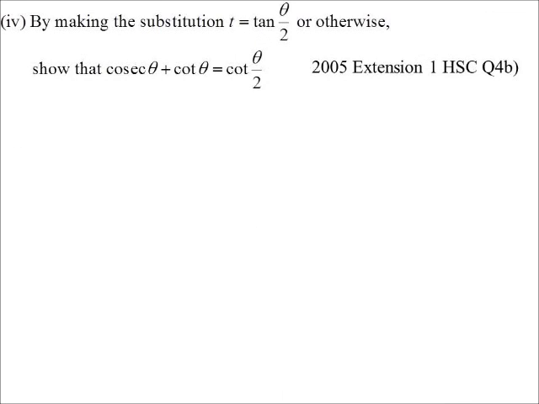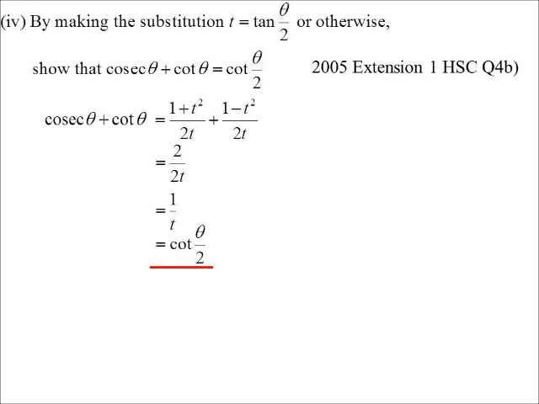So an HSC one. Again, they told us we're going to use t results, although it does give us the option, if we wish to, to do it another way. But usually they're going to tell us the easiest way of doing it. So cosec plus cot is cot theta on 2. Okay, well, cosec plus cot. Cosec, reciprocal of sine. Cot, reciprocal of tan. So it's the upside down of the t results. The denominator of both turns out to be 2t in this case, so I can add them quite easily. I just get 2 on 2t, 1 on t. So the reciprocal of t. t was tan theta on 2. Reciprocal of tan is cot. So it actually comes out quite nicely.